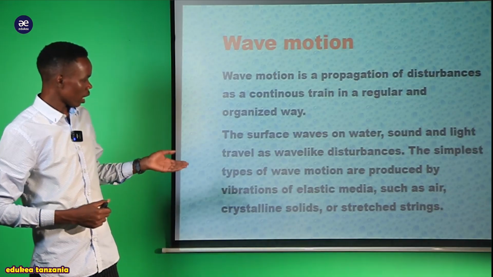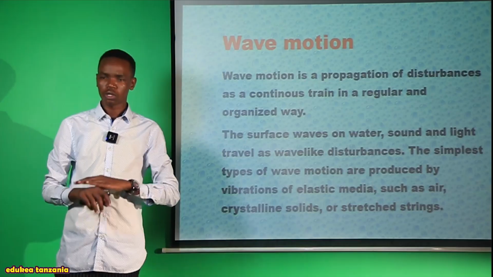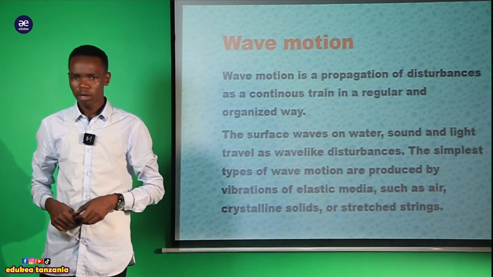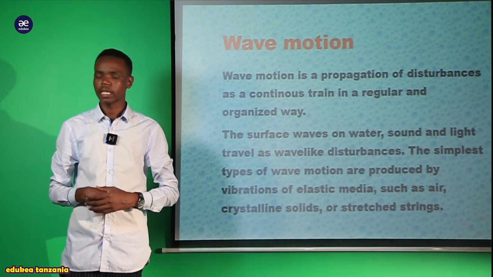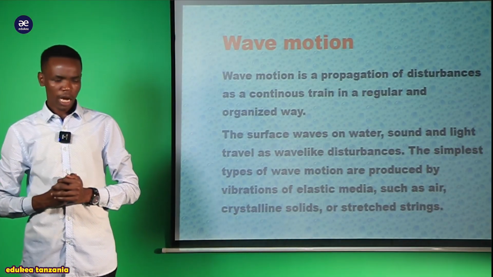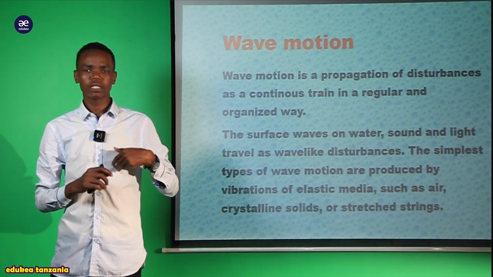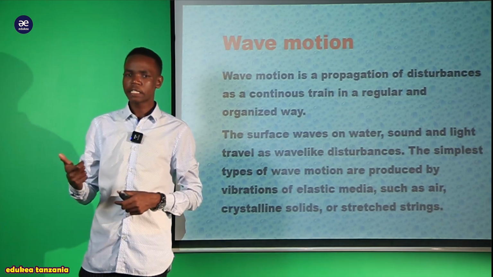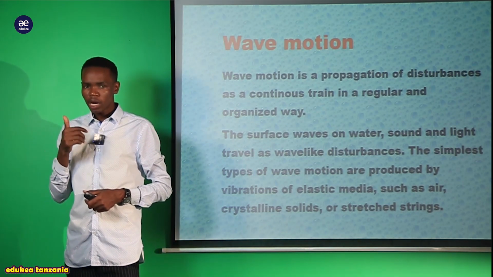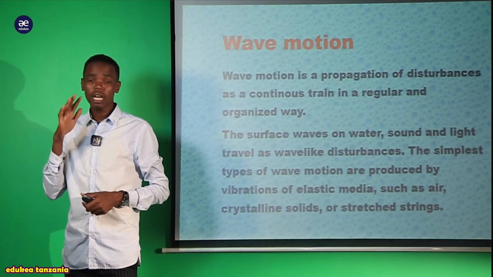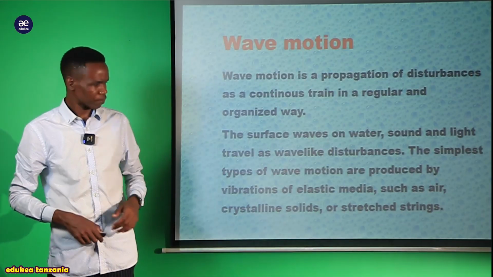After that, we have been told that surface waves on water, sound, and also light, travel as a wave-like disturbance. So if we have the surface of water, or sound, or light, and we try to disturb it, it could move or propagate as a wave-like disturbance, as we have been told here, my lovely students.